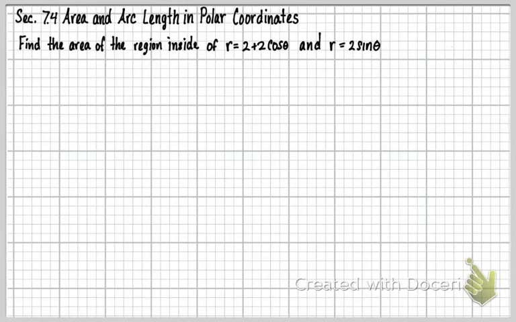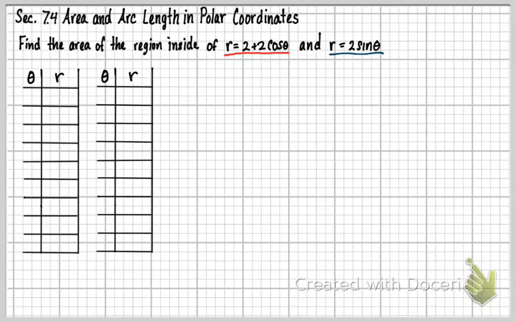Find the area of the region inside of r equals 2 plus 2 cos theta and r equals 2 sine theta. So what we're going to do is just graph these two. You don't always have to do that, but I like to do that so you guys can see exactly what's going on with these two functions. It's kind of handy to be able to see what that looks like. Now I'm just going to go every pi quarters for these.